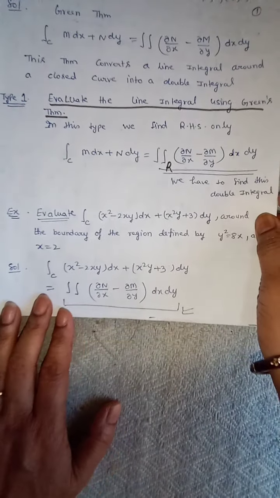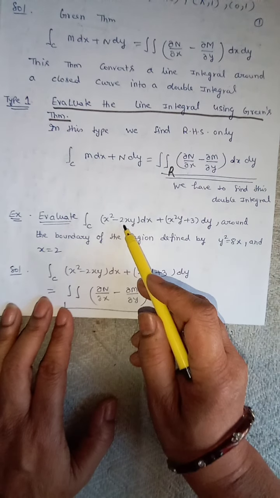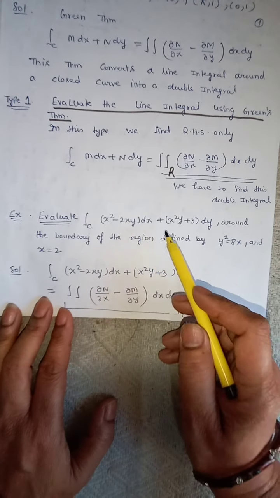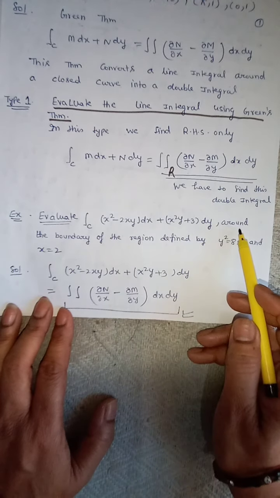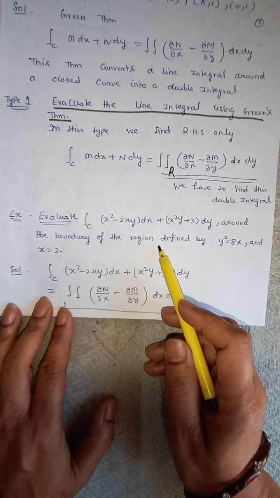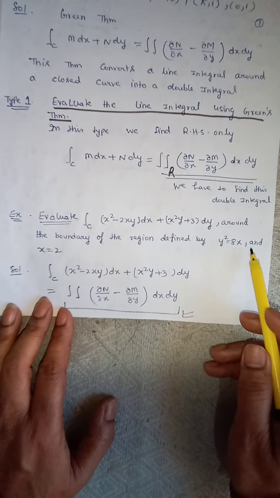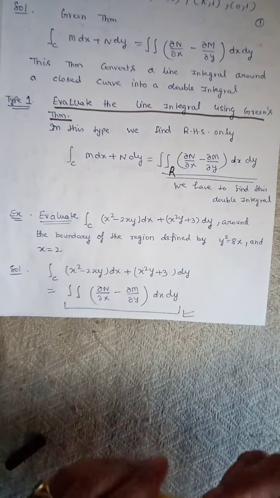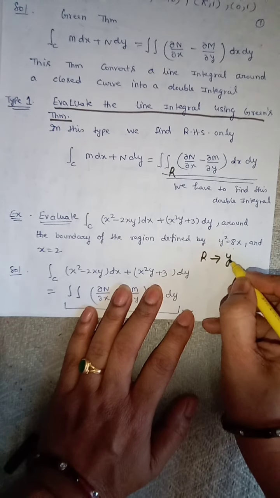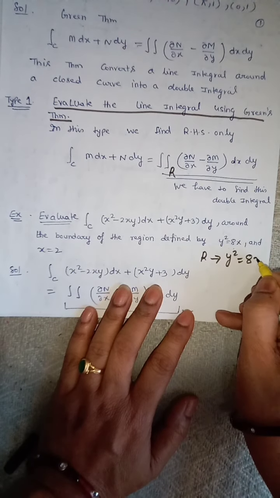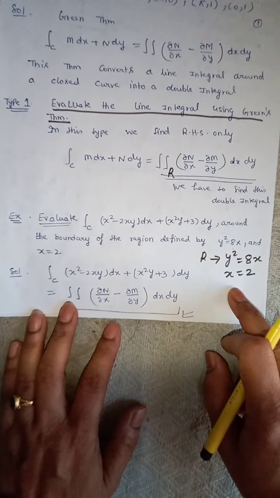Now come to an example. Evaluate integral over C of (x square minus 2xy) dx plus (x square y plus 3) dy round the boundary of the region defined by y square equal to 8x and x equal to 2. So here this is our region R. Here R is y square equal to 8x and x equal to 2. This is our region R.